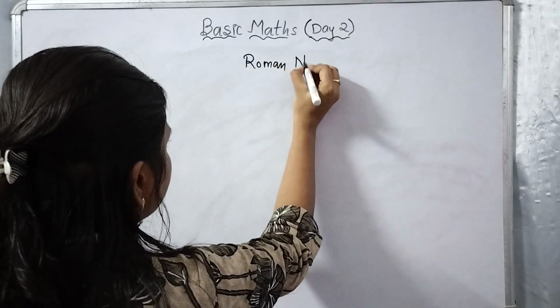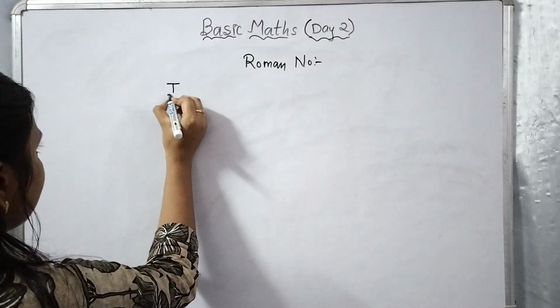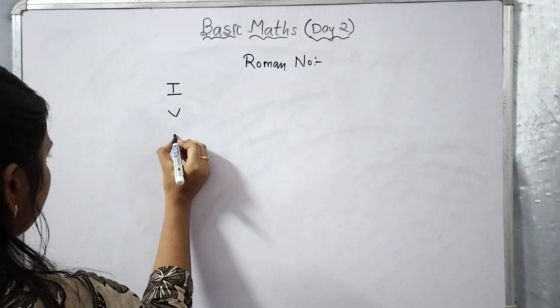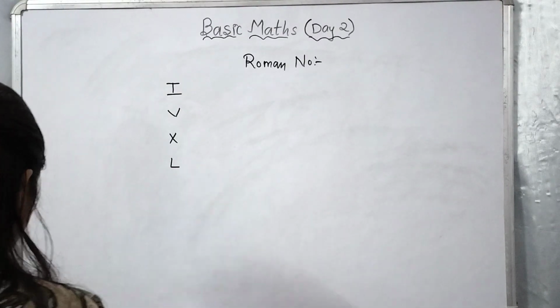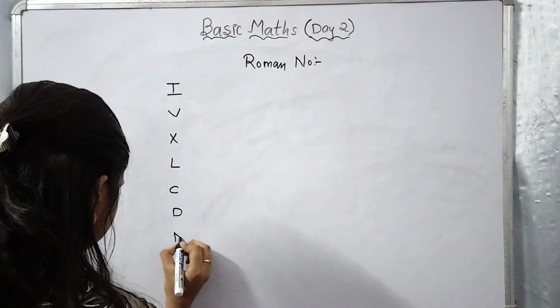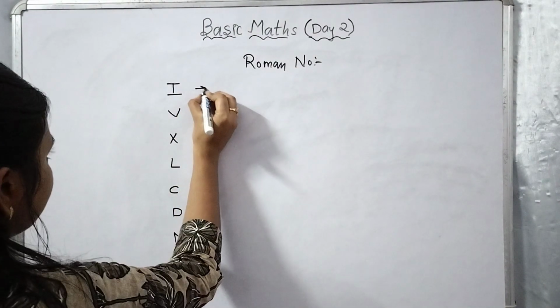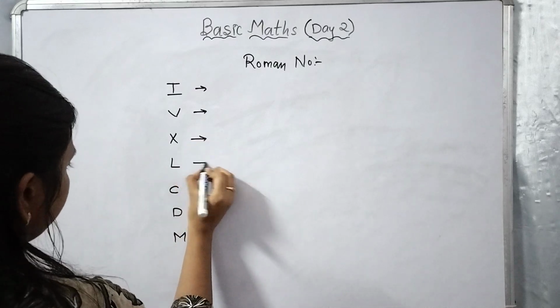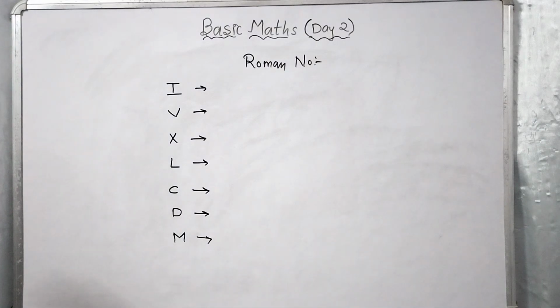So Roman number. Our next topic is Roman number. See, there are some important alphabets which we need to know, which are very important in Roman numbers. These are some of the terms which are very important and we need to remember them to solve any problems of Roman numbers.